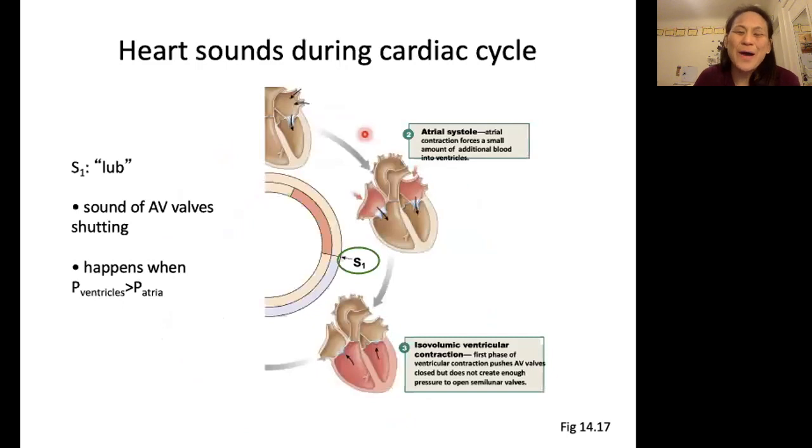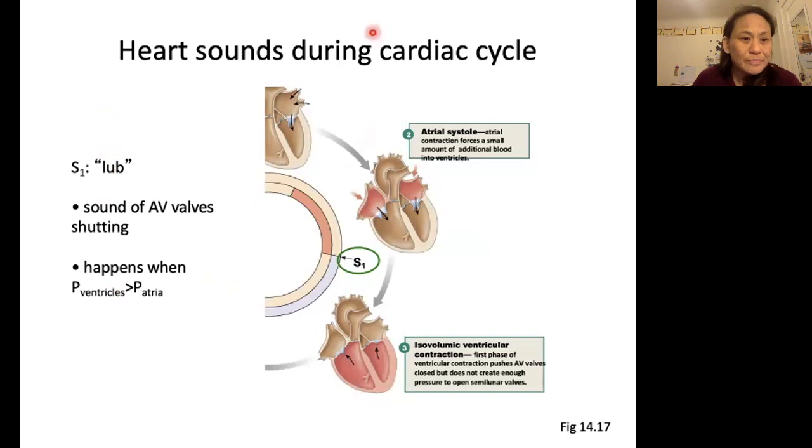Second thing I want to talk about regarding the cardiac cycle is the heart sounds. You are probably familiar from listening to love songs and things like that that our hearts make sounds, right? Your heart beating next to mine, et cetera. So where do those heart sounds come from? What is making those sounds? What is making those sounds is the valves shutting.